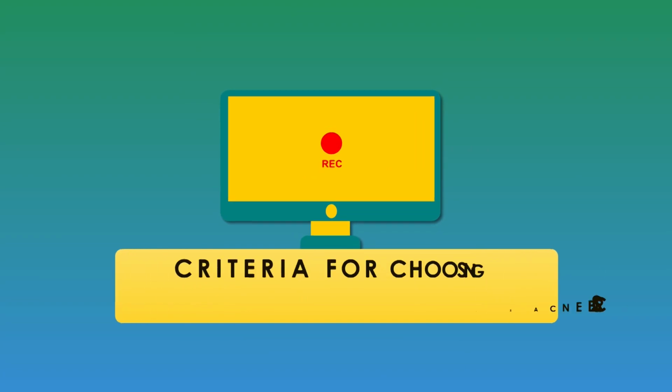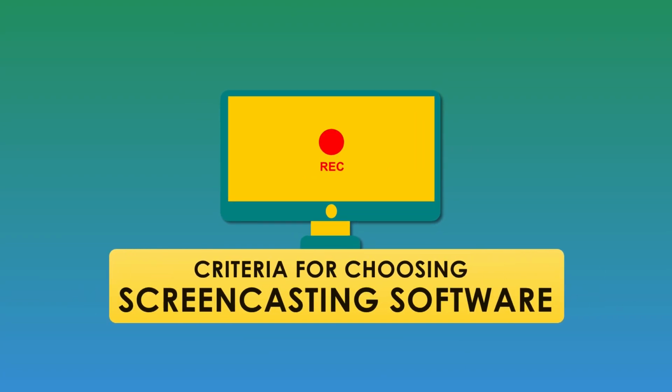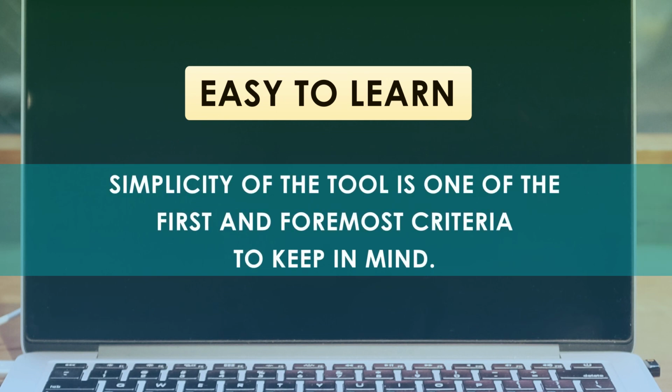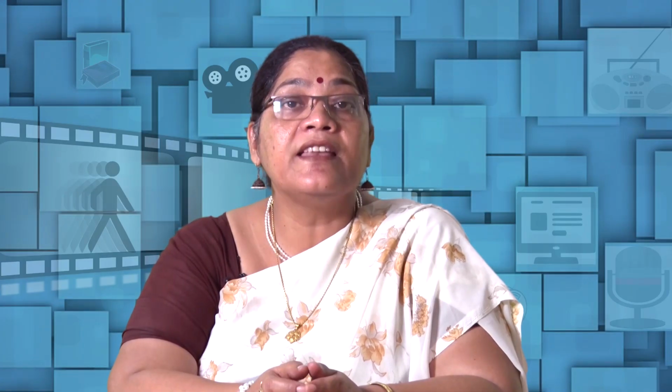When you are choosing screencast software for use, there are certain criteria which you should keep in mind. The first, or the foremost, is easy to learn. As is applicable to any new tool you want to learn, the simplicity of the tool is one of the first and foremost things you must keep in mind. The software should be easy to learn so that you don't find difficulty in learning it and then you don't get discouraged from using it.